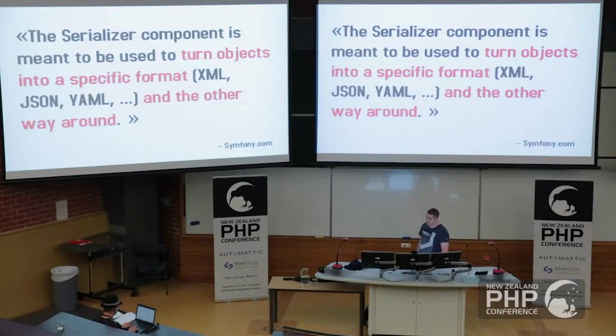Basically, the Symfony Serializer component allows you to turn objects into a specific format, basically XML or JSON. We could use YAML, but we would have to implement the tools. By default, we support XML and JSON. It also allows you to deserialize a string, so it can recreate an object based on a JSON string or an XML string.